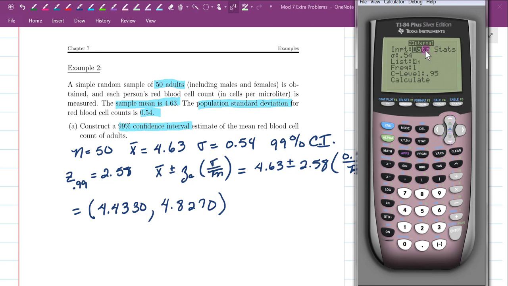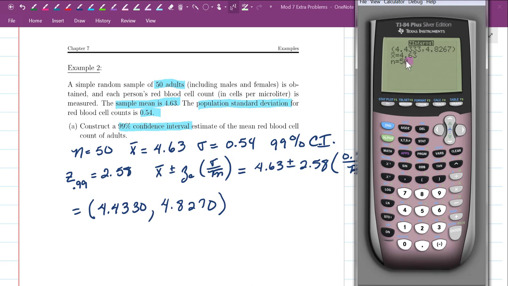Oops, hold it. Somehow I got back on data. Let me go back up there and get over to stats. Hit Enter. There we go. So we come down. We have 0.54 for our population standard deviation. Now we're changing our mean to be 4.63. Then we come down. My sample size is 50, so I'm going to input 50. Then I'm going to put the confidence level that I'm interested in, which is 0.99. I'm going to hit Enter, and I'm going to tell it to calculate.